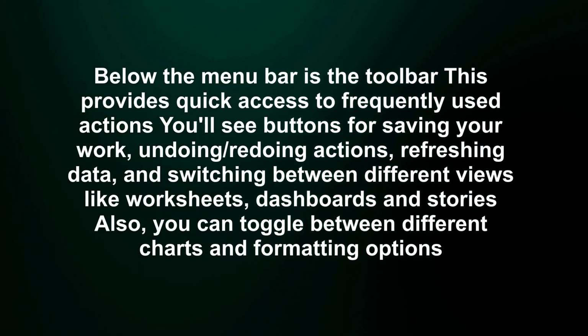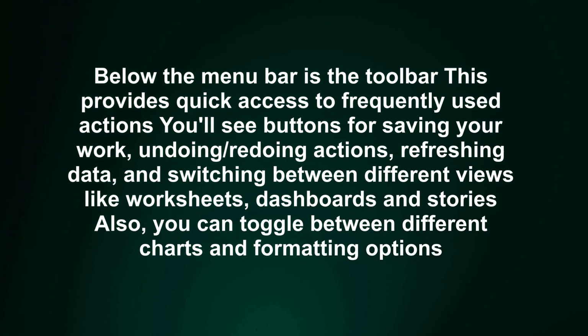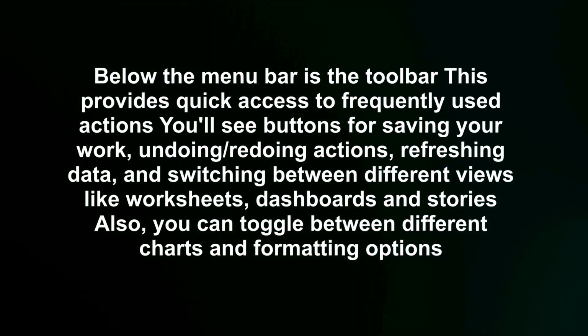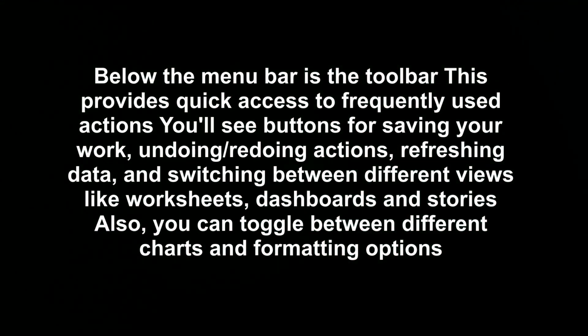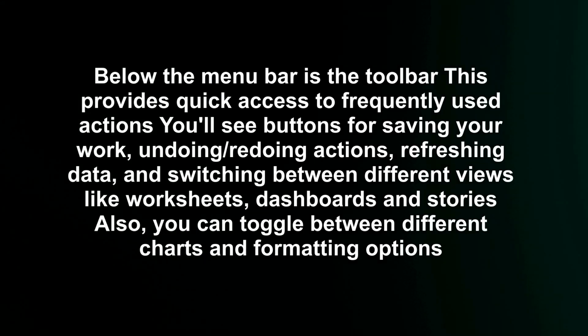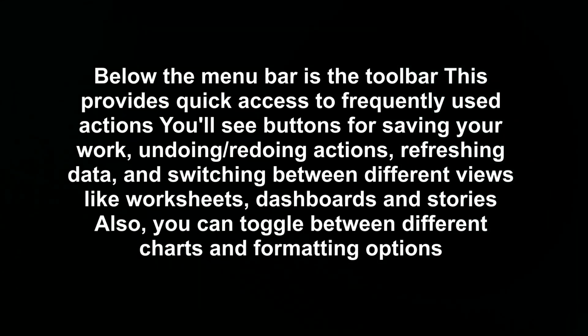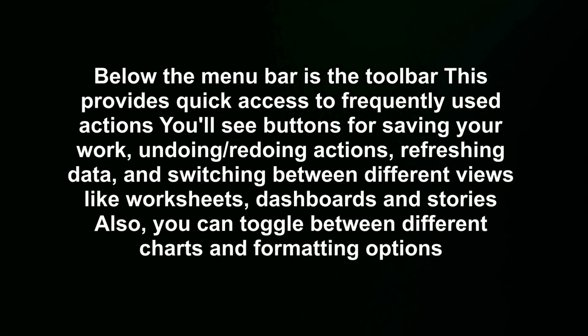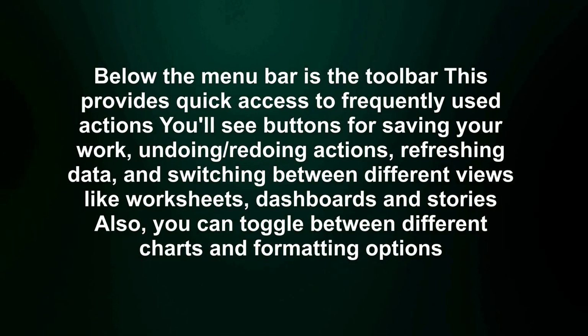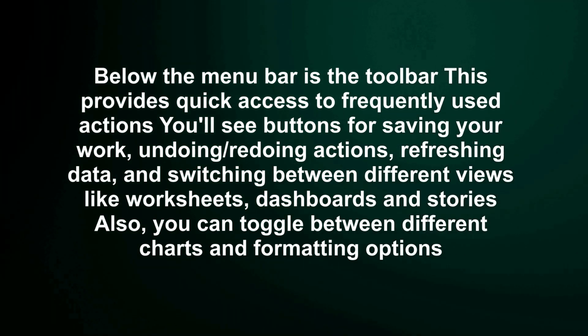Below the menu bar is the toolbar. This provides quick access to frequently used actions. You'll see buttons for saving your work, undoing and redoing actions, refreshing data, and switching between different views like worksheets, dashboards, and stories. Also, you can toggle between different charts and formatting options.